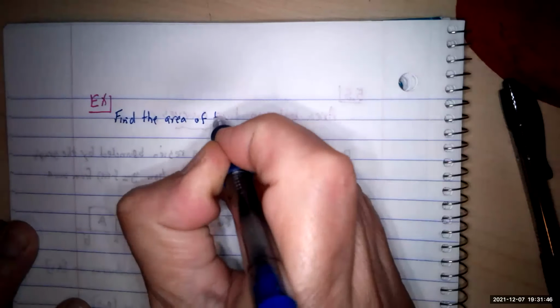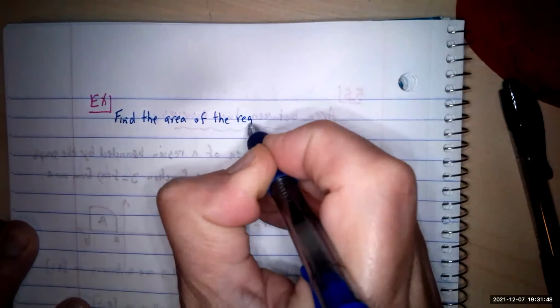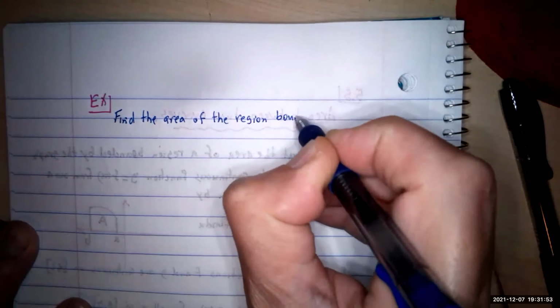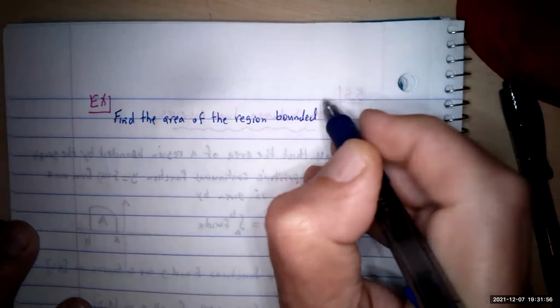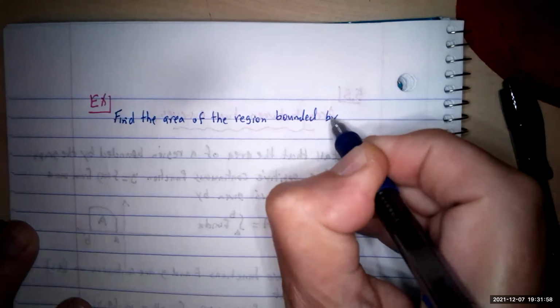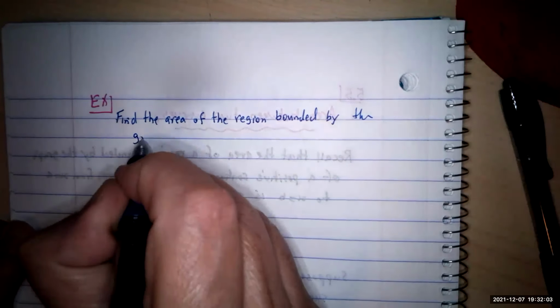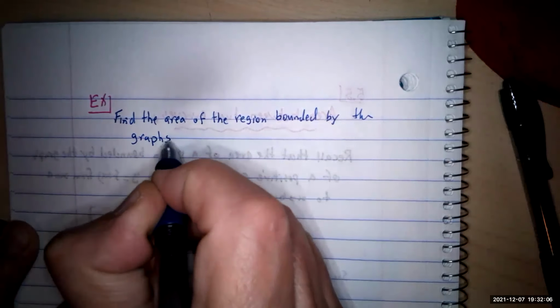Example, a straightforward one. You want to find the area between these two curves. Find the area of the region bounded by the graphs of these functions.